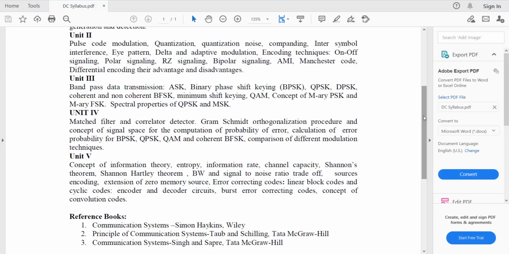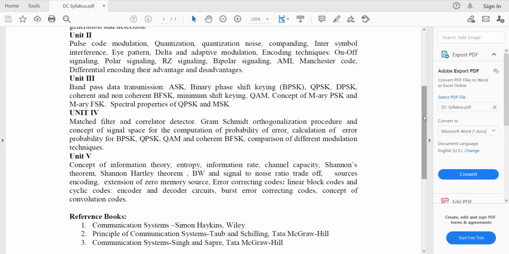Then there is a trade-off between bandwidth and signal to noise ratio. By trade-off we mean if we increase one of the parameters, the other parameter will go down. Like if we increase the bandwidth, the signal to noise ratio will go down. If we decrease the bandwidth, the signal to noise ratio will go up. So they are inversely proportional to each other. We'll see how the trade-off works and what are the important values we can get while studying this trade-off between the bandwidth and the signal to noise ratio.